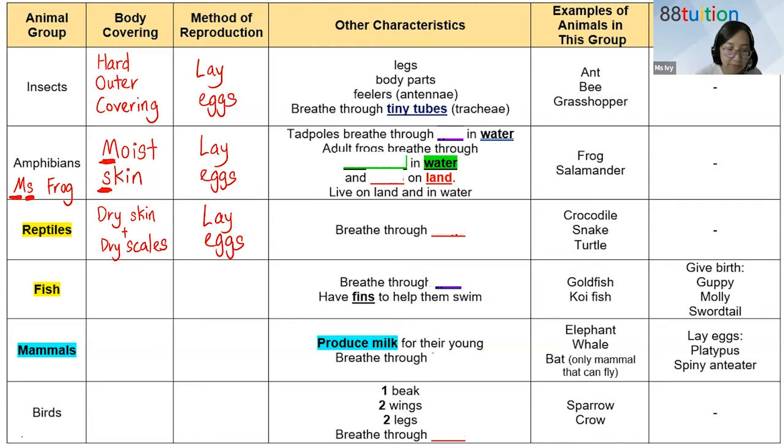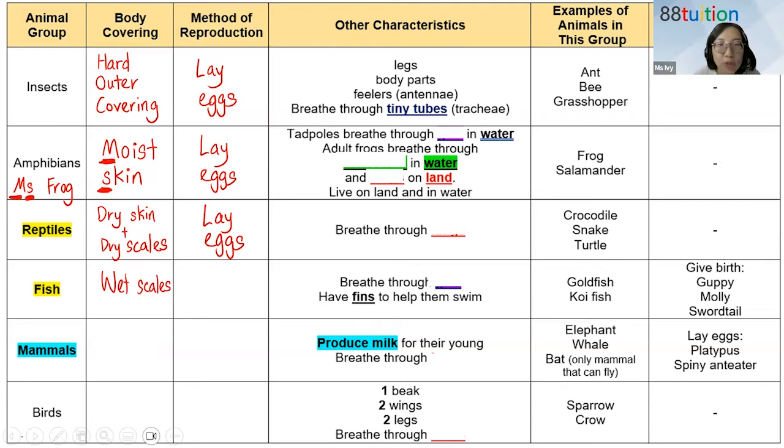Fish body covering is what? Scales. Okay, very good, scales. Do you think it's dry scales or wet scales? Wet. Okay, good. So it's wet scales. If you touch a fish in the market, it's a bit slimy.